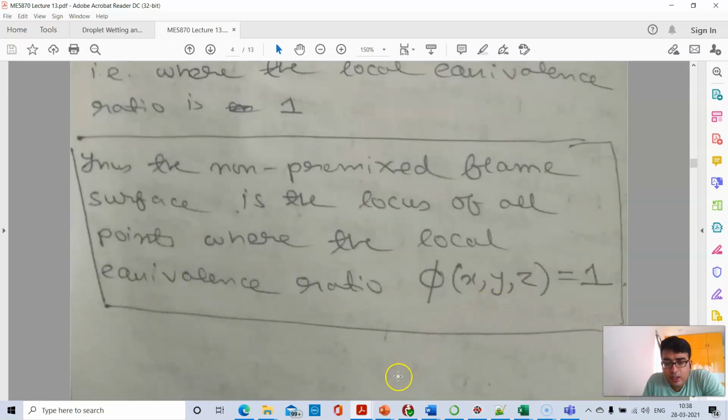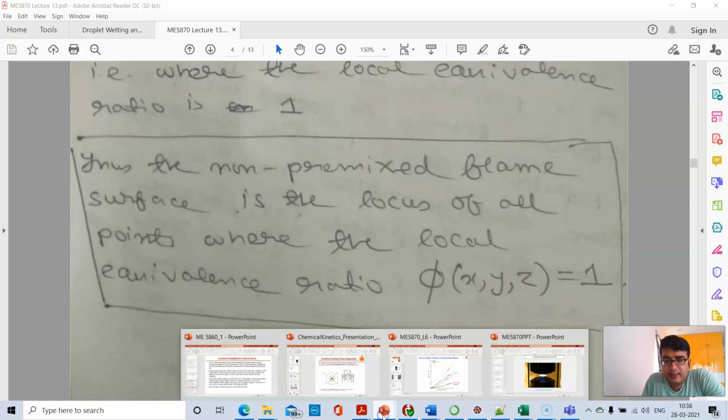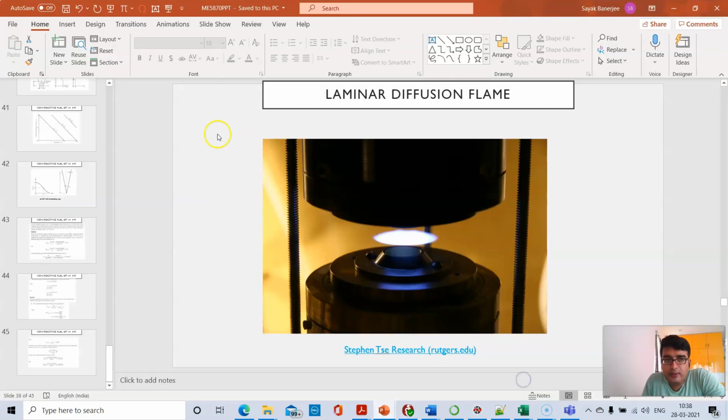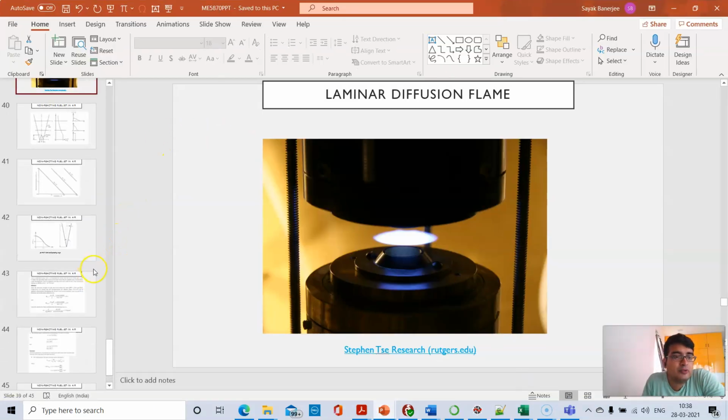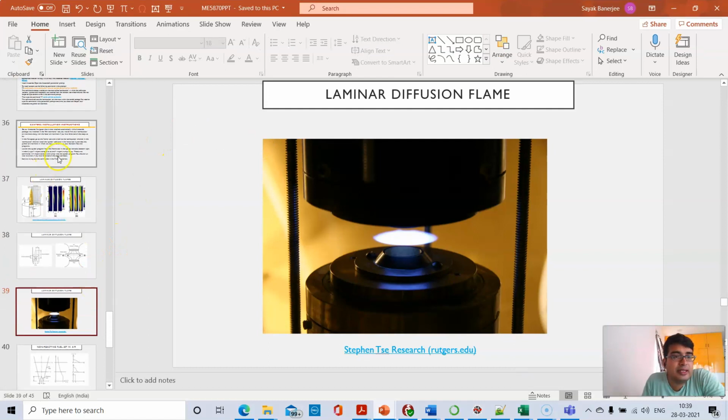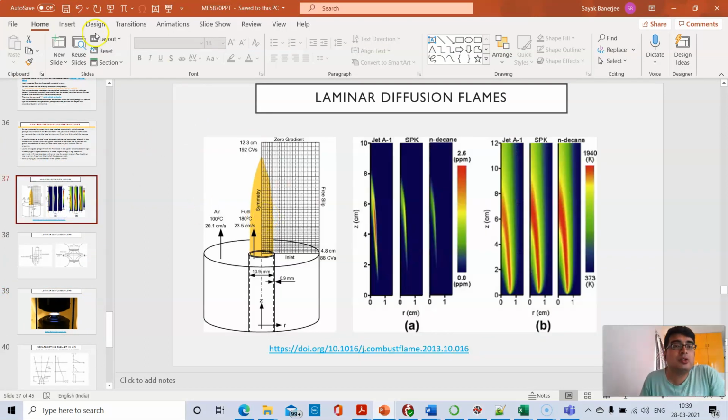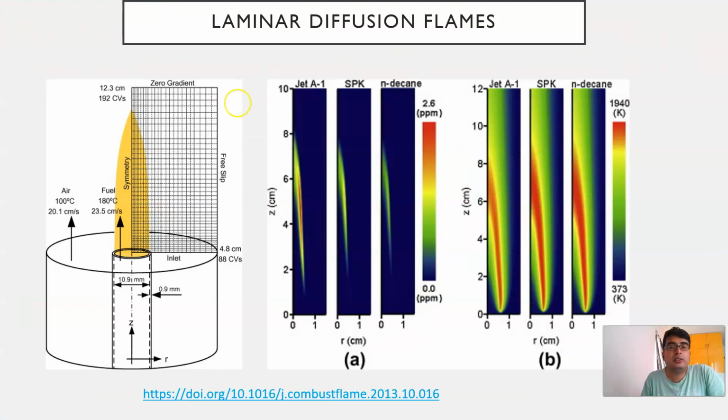Okay. So now let's look at some quick examples of diffusion flames before we go to the next section. This is an example of a laminar diffusion flame I got from a 2013 paper. This is a co-flow burner, a very popular way.